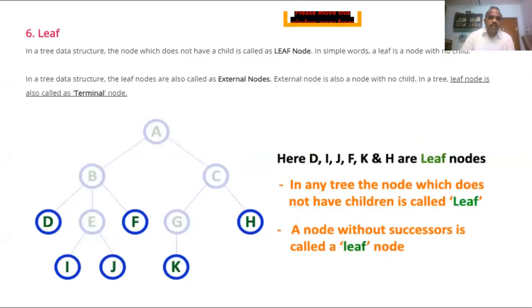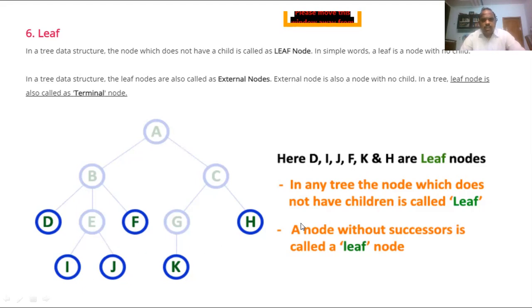Clear? Next one, leaf nodes. What are the final nodes? The nodes that have no connections below, that don't have children, are called final nodes or leaf nodes. In a tree data structure, a node which does not have a child is called a leaf node. So in this tree, D, I, J, F, K, H are the leaf nodes, final nodes.